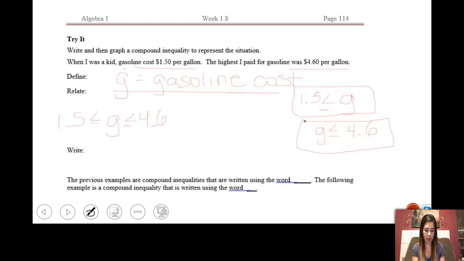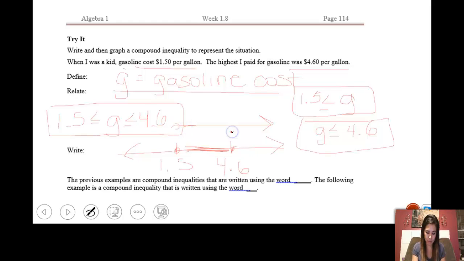Now I didn't graph it, but I went ahead and made a combination of those two things. G has to be bigger than or equal to 1.5 but also less than 4.6. If I was to graph this on a number line, I would be putting a point at 1.5 and at 4.6, and shading in between there. Why? Because everything greater than 1.5 would have been shading this way from this point, everything less than 4.6 would have been shading this way, and the overlap was from here to here.